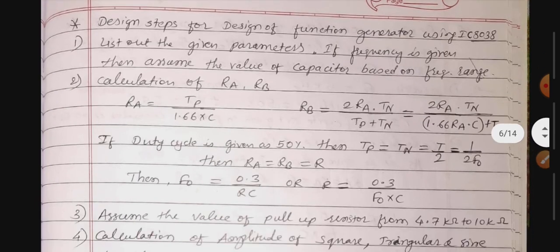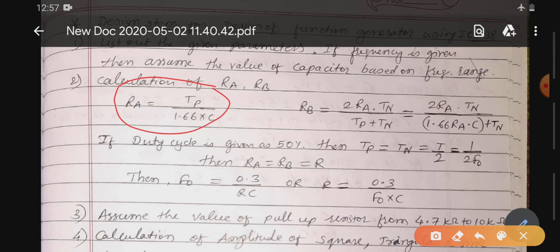What are the design steps? Let us directly see the design steps before solving the problem. Here the IC is by default 8038. We have to calculate the values of the external components, that is RA and RB. You can see the formula for calculation of the RA value: RA is equal to TP divided by 1.66 times C, where TP is the positive edge of the waveform, which is nothing but T on, and Tn is the negative edge, that is T off. So TP plus Tn is nothing but the total time period T.